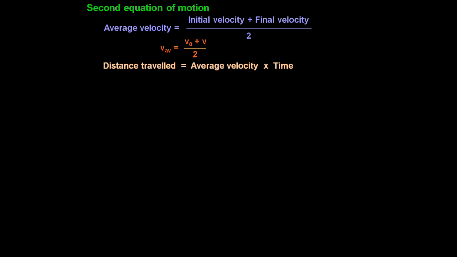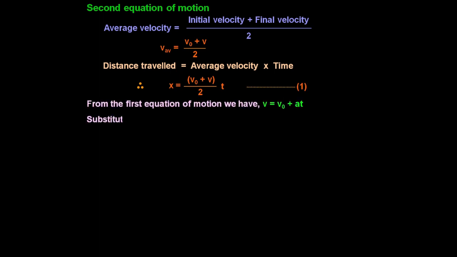So in place of V average, we can use V naught plus V by 2, using the formula displacement x is equal to V naught plus V by 2 into t, where V naught can, in some texts, sometimes be written as u for initial velocity.